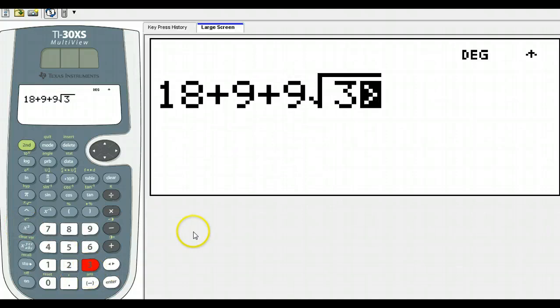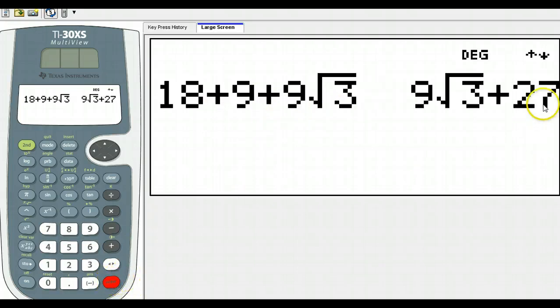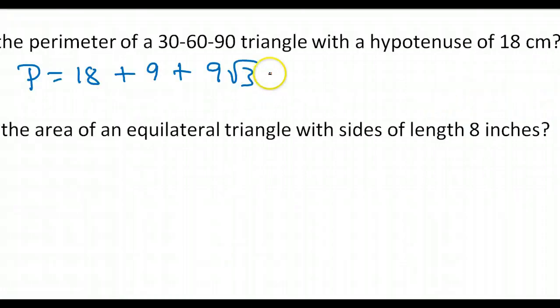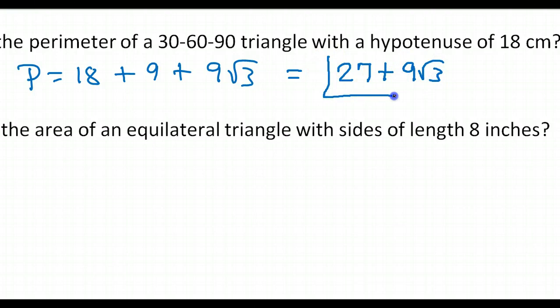Can you guess what this is going to say? We're just really going to add the 18 and the 9, so that's going to be 27. So I expect it to say 27 plus, and then the 9 radical 3 should still be there. Okay, well, your calculator writes this backwards, but 27 plus 9 radical 3, that's what it is. I would accept it either way, but I like to write it this way. 27 plus 9 radical 3.